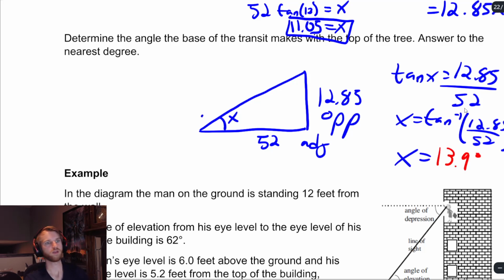All right, so when I put tan inverse of 12.85 divided by 52, I got 13.9 degrees. So the angle from the base to the top of the tree would be 13.9 degrees.